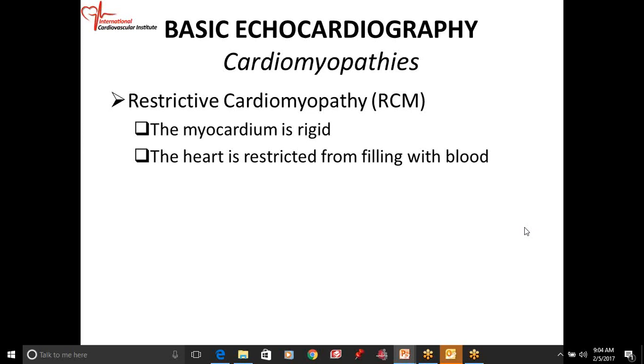Dilated cardiomyopathy and we did hypertrophic cardiomyopathy. Today we're gonna do restrictive cardiomyopathy, arrhythmogenic RV dysplasia, and non-compaction. Okay, so try and understand what we're doing. Don't just memorize what's going on.